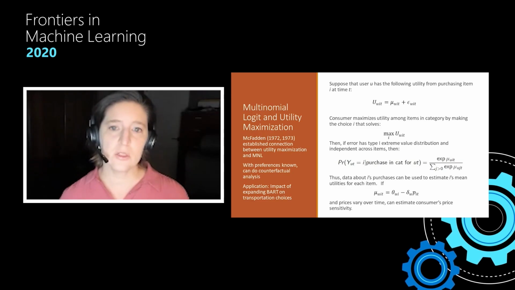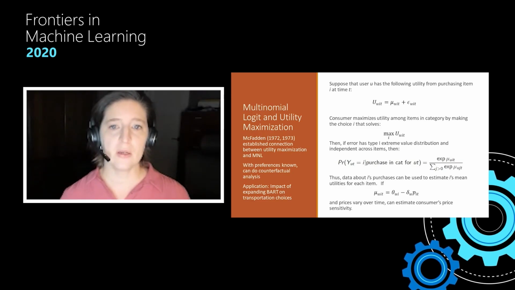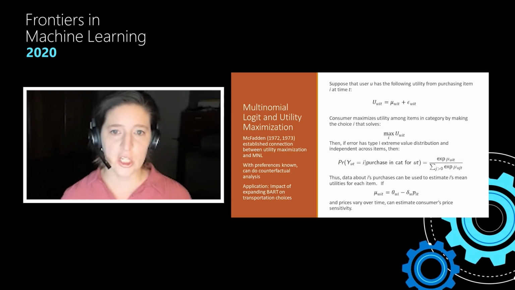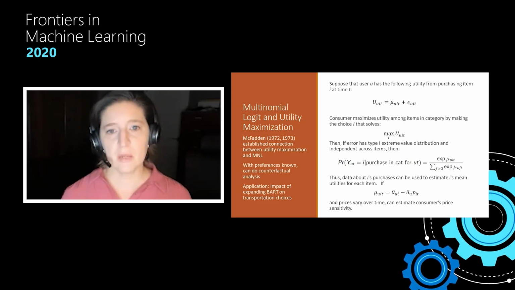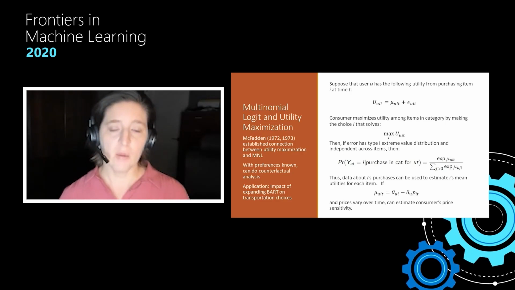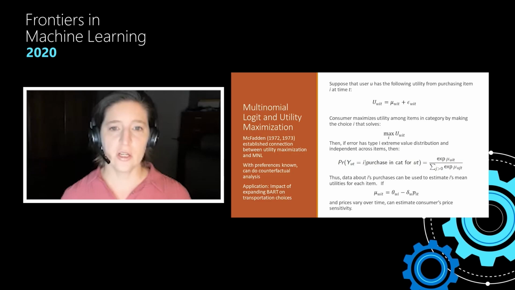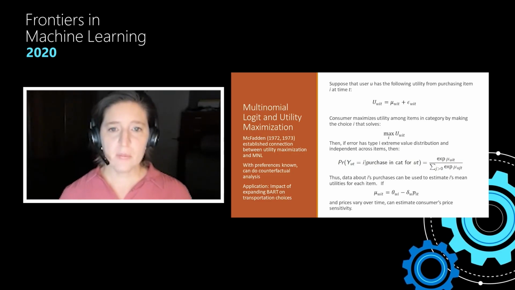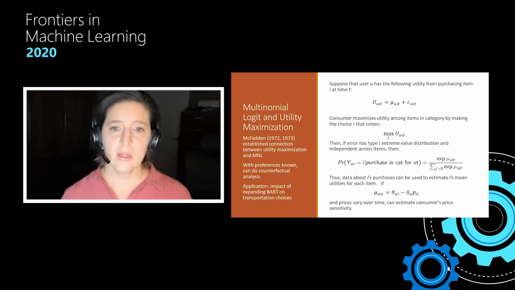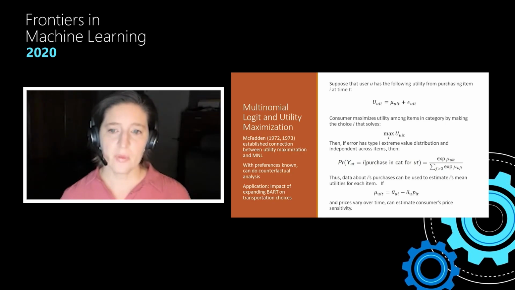The problem that he was starting to solve was what would happen if we expand BART, which is the public transportation in the Bay Area. What if I expand BART? How will people change their transportation choices when they have access to this new alternative? So the basic model is just that an individual's utility depends on their mean utility, which varies by the user, the item, and time, and an idiosyncratic shock.